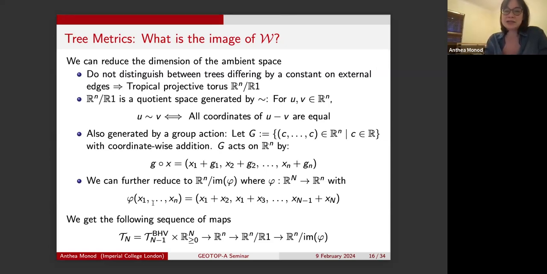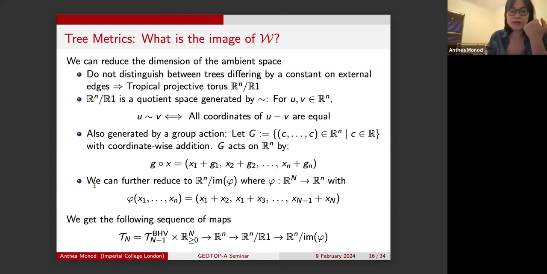And it turns out that the image is nonlinear and non-smooth. So, what do I mean by that? Let's take a closer look. We can reduce the dimension of the ambient space that we're looking at here. The idea is that if we don't distinguish between trees differing by a constant on the external edges, then we get something called the tropical projective torus.